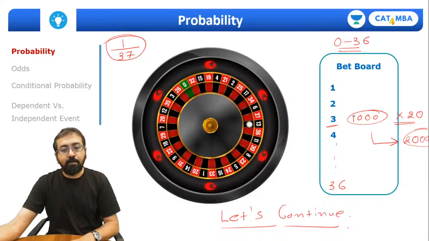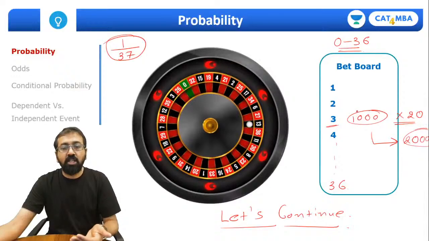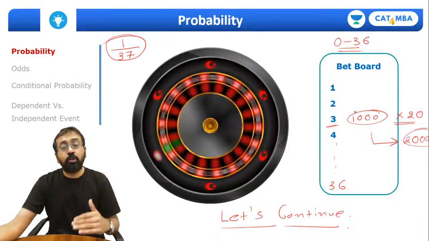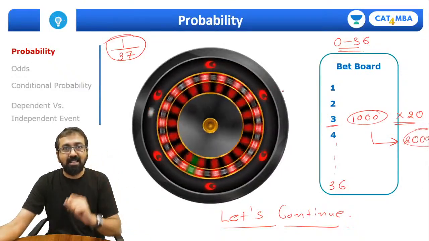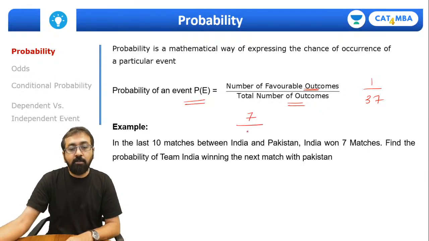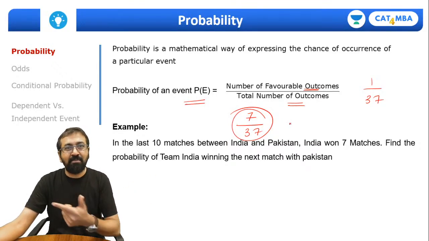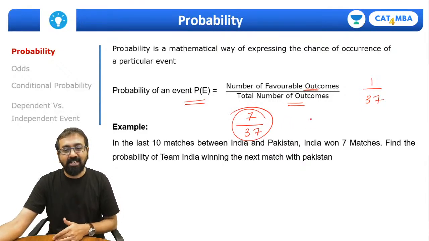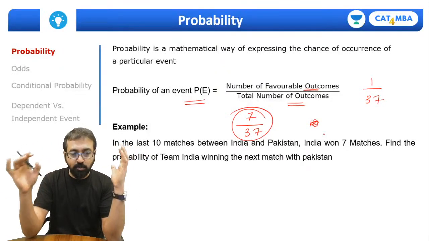Of course, there are various types of bets available over here. For example, you can bet on odd numbers, you can bet on even numbers, and so on and so forth. You can also bet on multiples of 5. So how many multiples of 5 are there over here? Can I say there are 7 multiples of 5? So if I bet on a multiple of 5, the probability of winning will be 7 by 37. Isn't that so? Because there are 7 multiples of 5. But in this case, your reward will not be the same 20 times. They'll reduce the reward. They'll make it just 10 times reward or maybe lesser. Guys, I hope all of you have understood how probability works and what probability is.